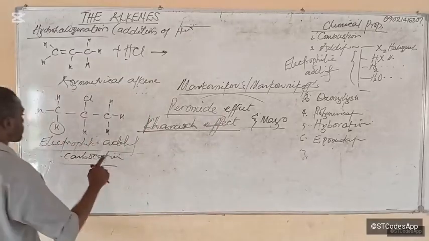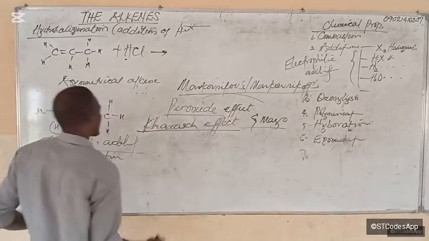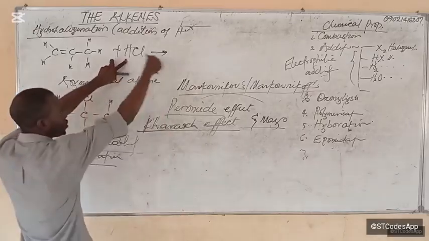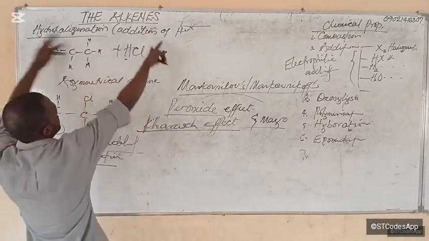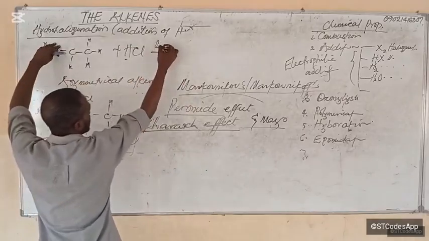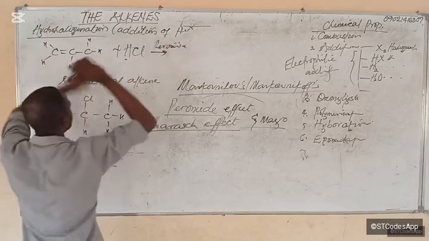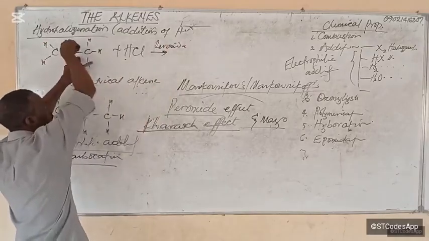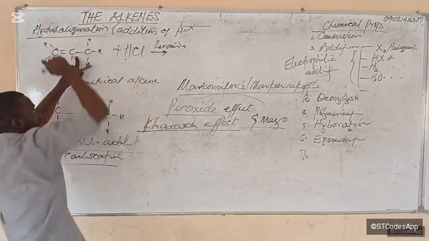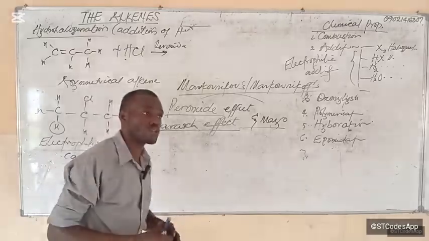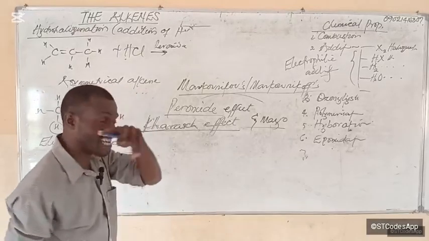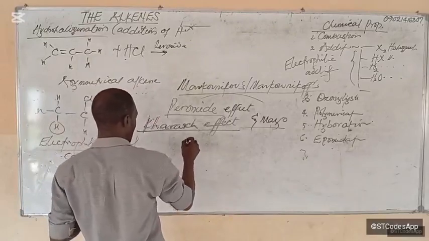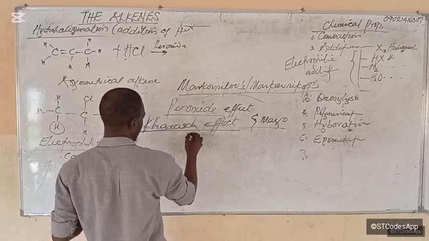So Markovnikov said that if this occurred in the presence of a peroxide, what will happen is that this hydrogen will now be added to this carbon, and this Br will be added to this one. The reason being what? Because of the bulky group and steric hindrance. So the anti-Markovnikov product will be like this.